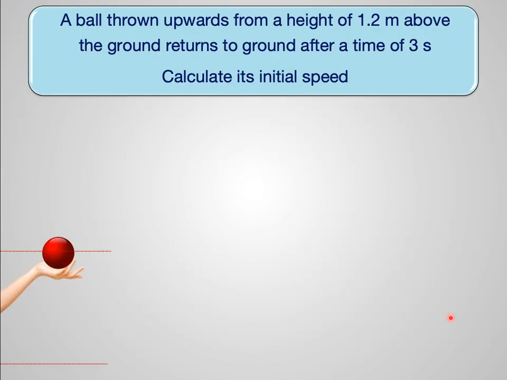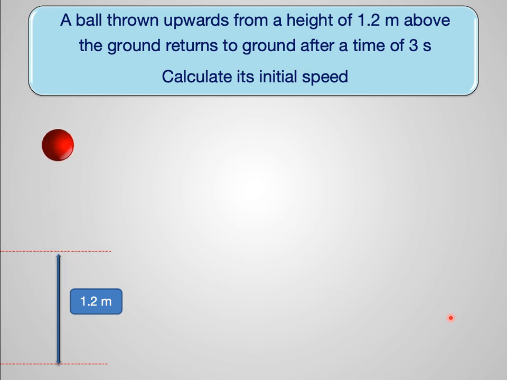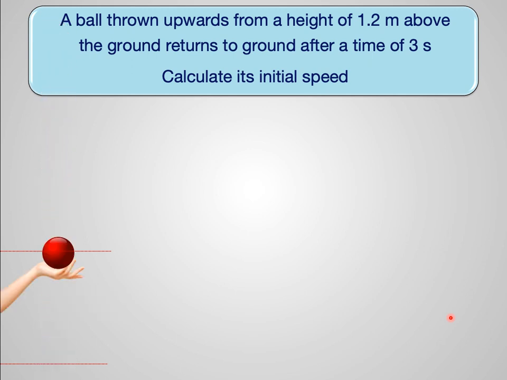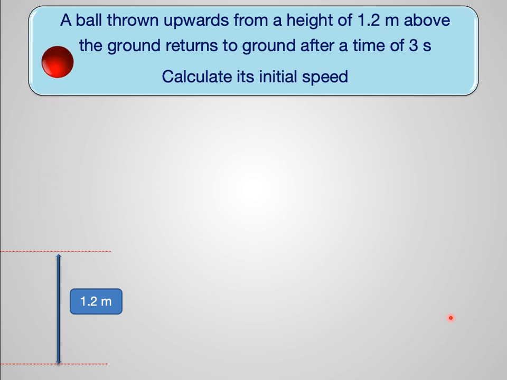A ball is thrown from some height like 1.2 meter. It's coming back and hitting the ground. So it's not stopping at the place where it was thrown. It's going up, reaches the maximum height, comes back and hits the ground. So you are asked to find the initial speed. Okay, let's choose one direction as positive and one direction as negative. In this question, I am taking the upward direction as positive and downward direction as negative.